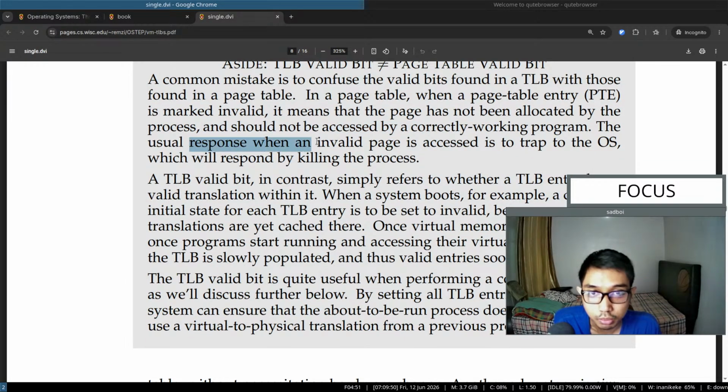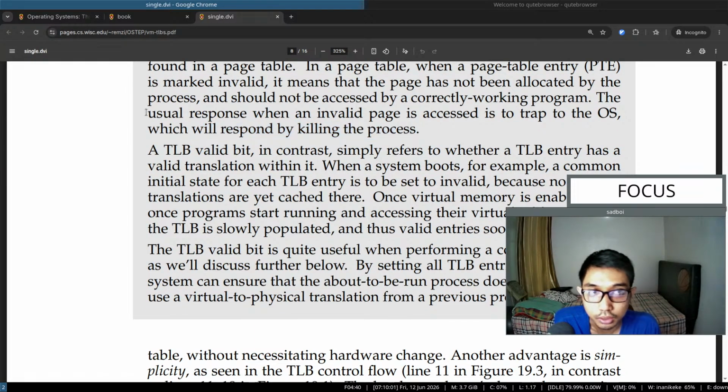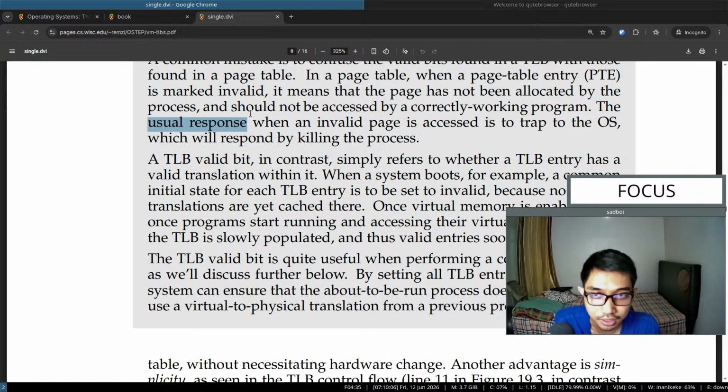The usual response when an invalid page is accessed is to trap to the operating system, which will respond by killing the process. Again, usual response, which means that there are unusual responses too, right? Just something to keep in mind. So when the program crashes, well, that might be the usual response.